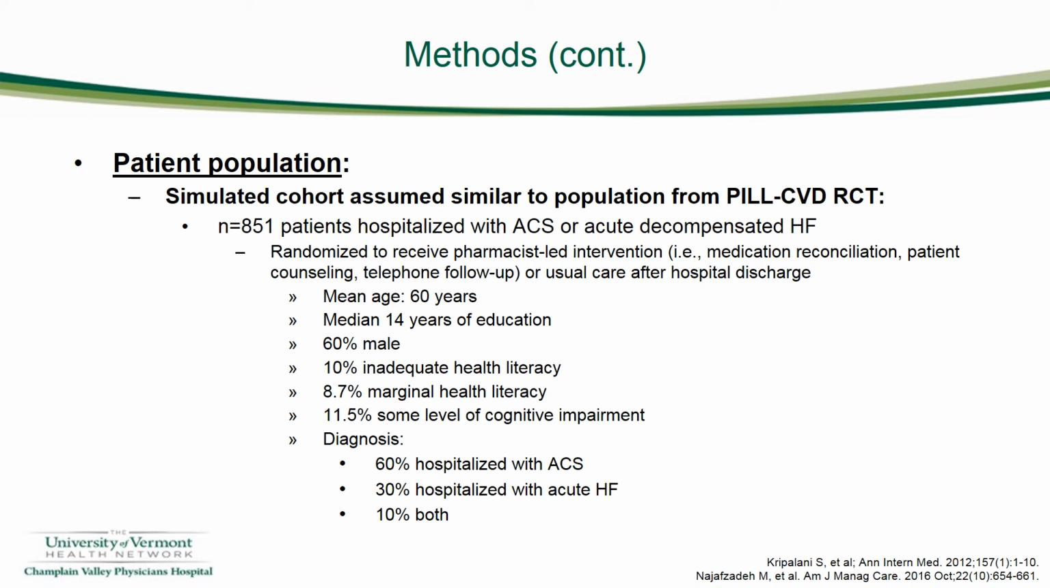Looking at the primary diagnoses, about two-thirds of the patients were hospitalized with ACS, close to one-third were hospitalized with acute heart failure, and then 10% of the patients had a hospitalization due to both ACS and acute heart failure.